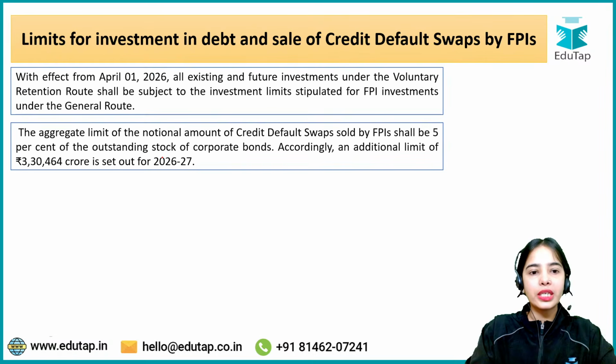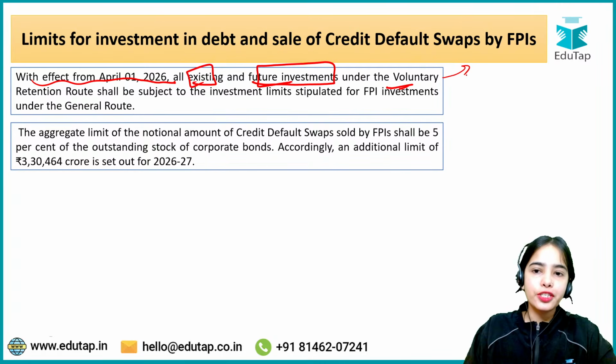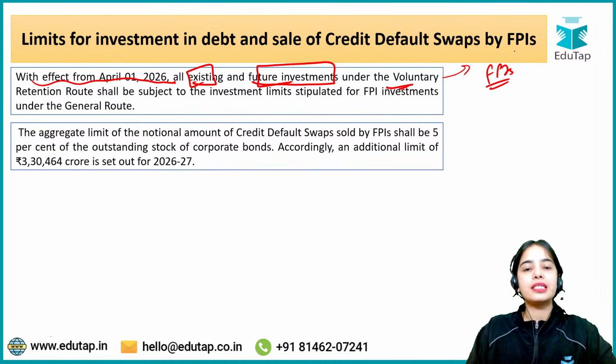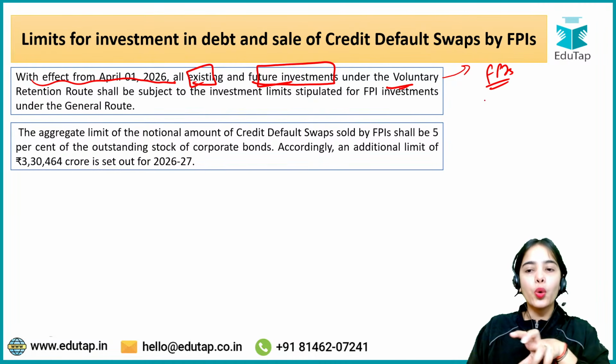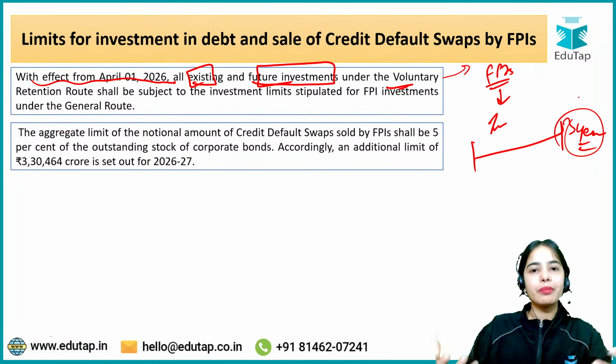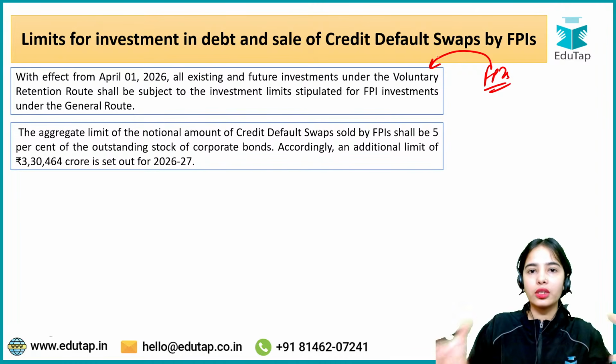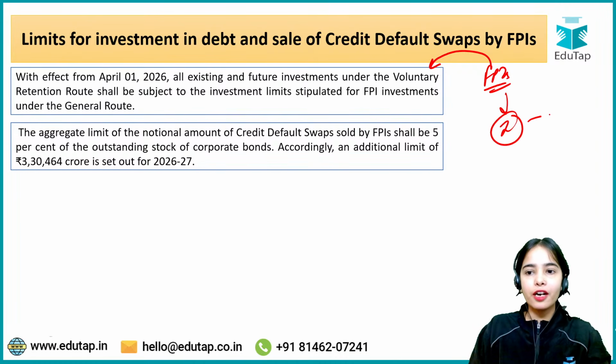Okay. Now coming to the next point, that is, with effect from April 1, 2026, all existing and future investments under the voluntary retention route. Voluntary retention route means that the foreign portfolio investors have promised that they are going to hold their investment for at least 3 years, let's say. So there is a timeline given by the foreign portfolio investors that they are going to voluntarily hold their investment in India for a longer period of time.